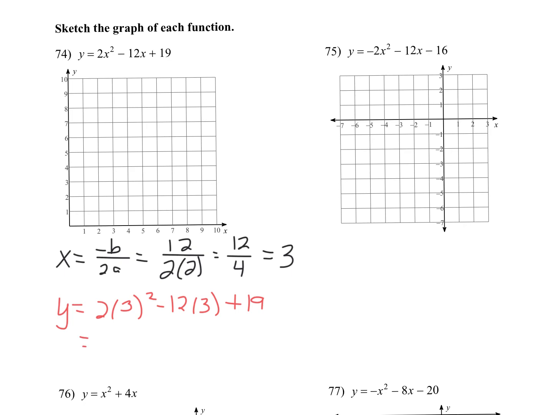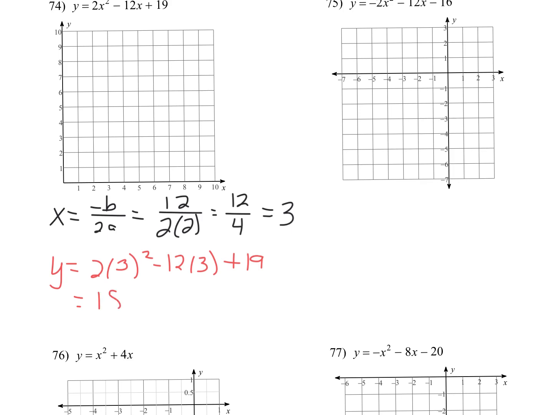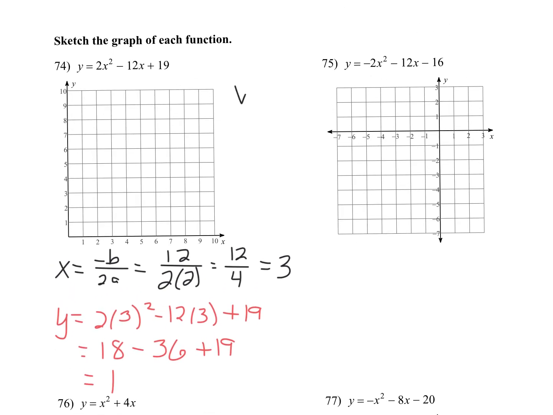So 3 squared, 9 times 2, 18, 12 times 3, 36, and then we have plus 19. Add those all together, what do you get for your Y value? So 18 minus 36 plus 19, I got 1. So what did that just give us? Yeah, that's the vertex that we just found. We have 3, 1. So go plot that on your graph.